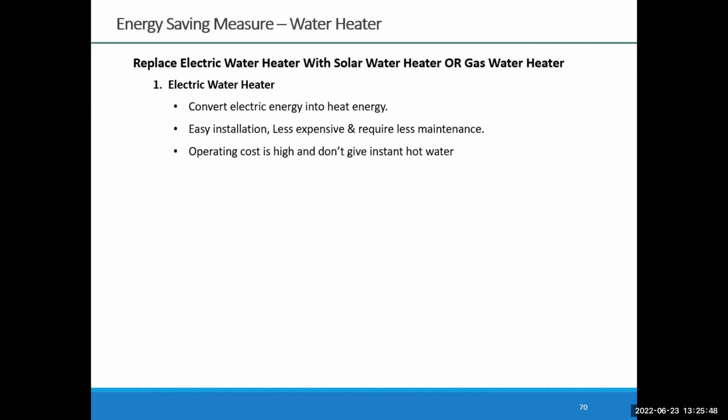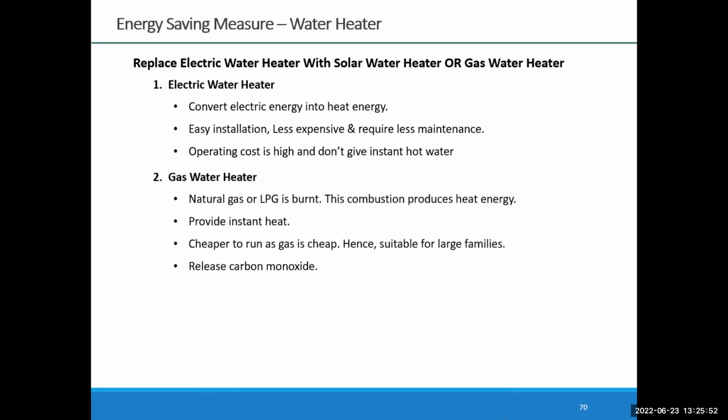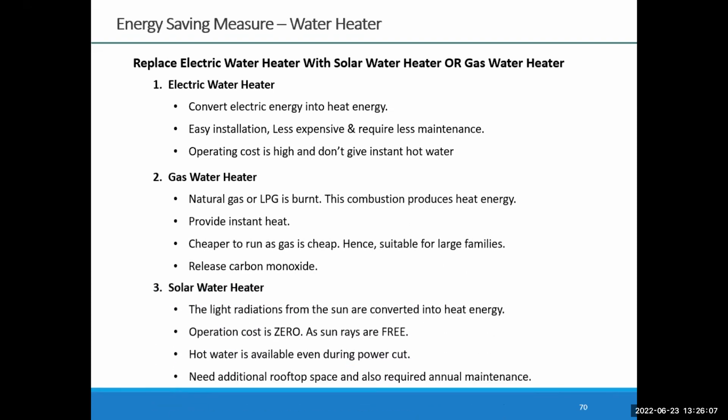Electric water heaters convert electric energy into heat energy. It is easy to install, less expensive and requires less maintenance. Operating cost of these electric water heaters is high and they don't give instant hot water. Whereas gas water heaters use natural gas or LPG, and this combustion produces heat energy. It provides instant heat, is cheaper to run as gas is cheap, hence suitable for large families.